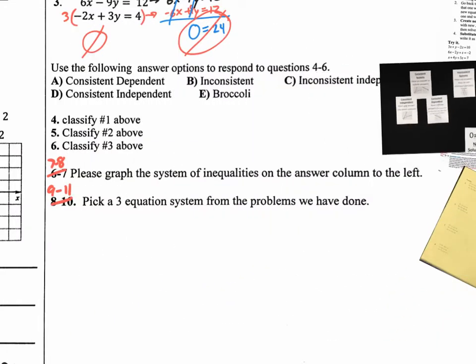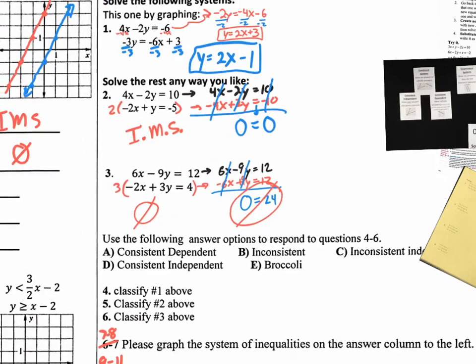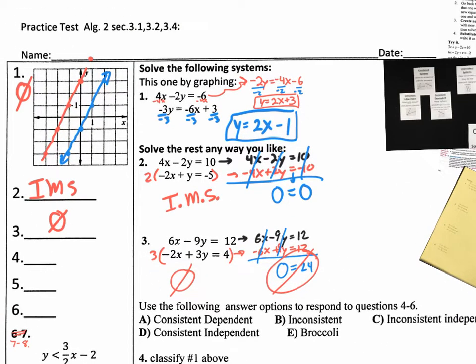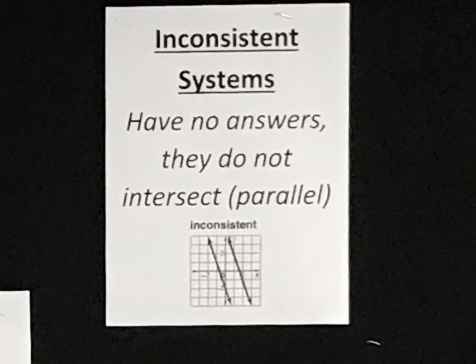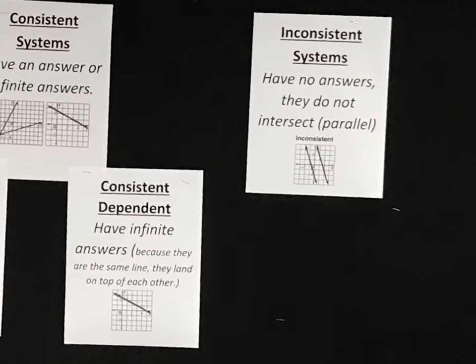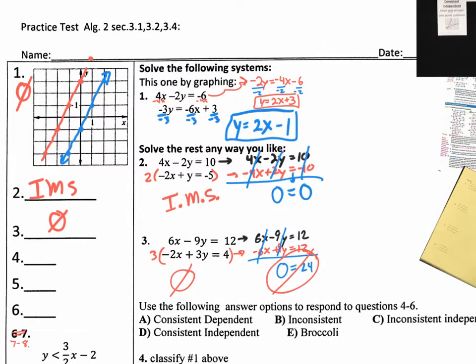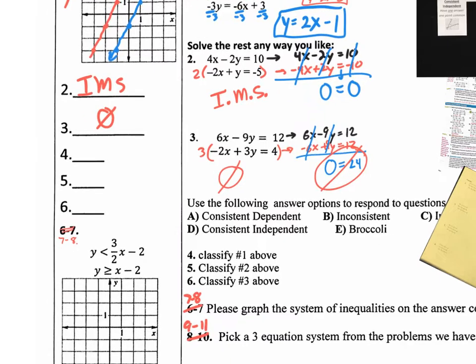So when I ask you to classify number 1 above, we know that number one we have parallel lines in this case. So if they're parallel, that means that they had no solution. The classification of it would be an inconsistent system. So everybody would write down inconsistent. Actually, that would be option B. So everybody put option B for number 4.